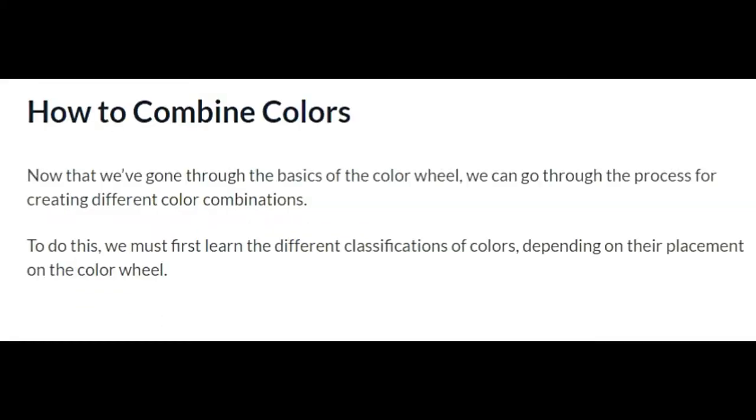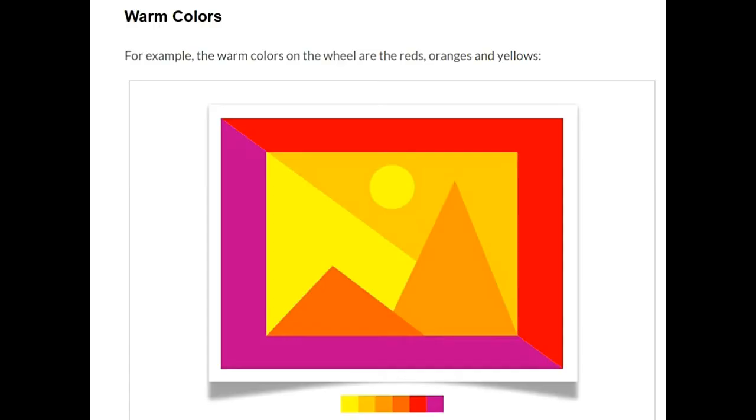How to combine colors? Now that we've gone through the basics of the color wheel, we can go through the process of creating different color combinations. And to do this, we must first learn the different classifications of colors depending on their placement on the color wheel. What are warm colors?